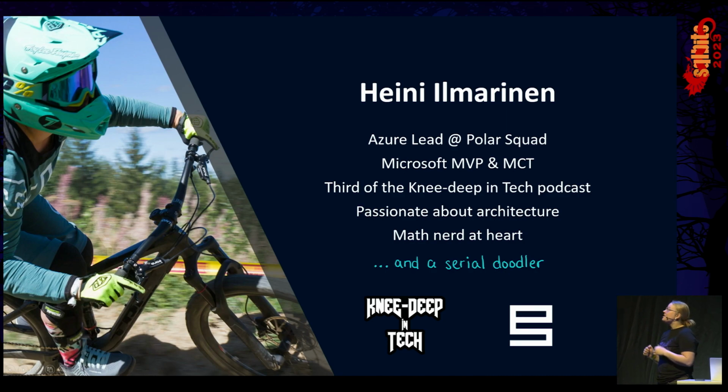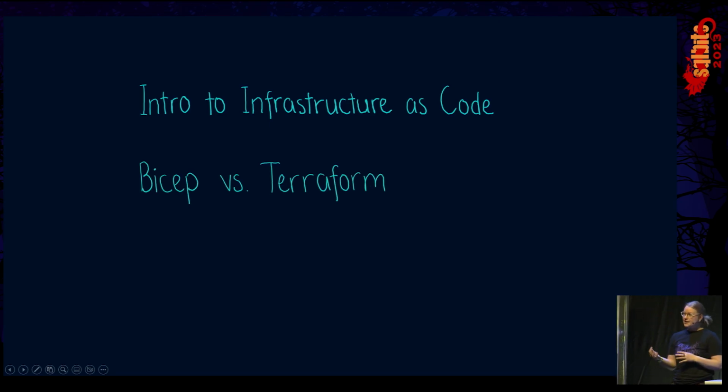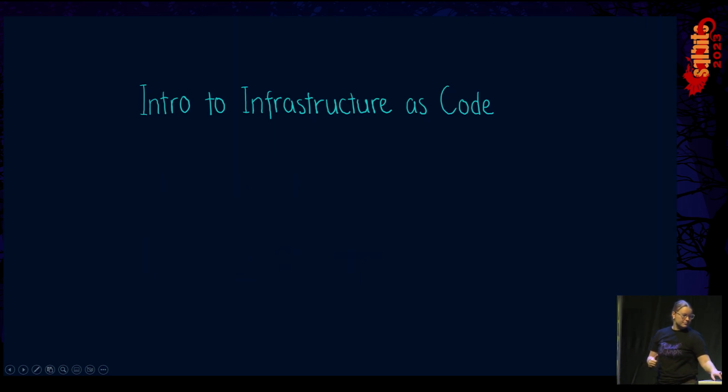So to get to the bottom of today's topic, we're going to start with an introduction to infrastructure as code. That will help us understand the similarities between Bicep and Terraform. What is the common ground for them both? Then we will look at the differences. We will look at certain topics with both Bicep and Terraform and figure out how we do certain things differently. And then lastly, we will look at how you actually choose the tool that you are going to use in your environment, using the information from the previous sections. So let's get straight to an intro to infrastructure as code.